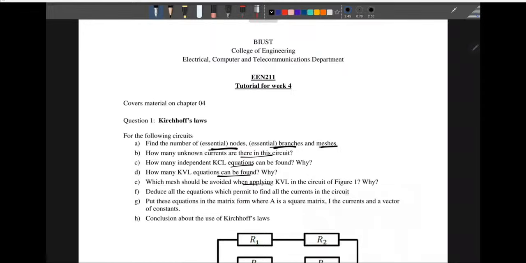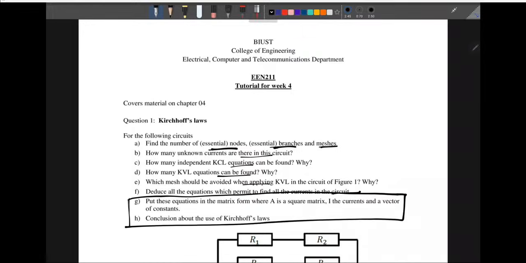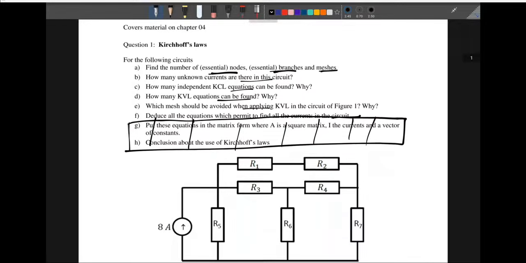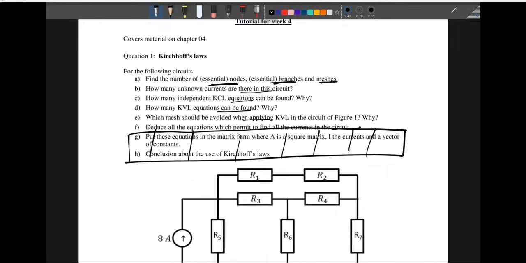If we ignore this one for matrix form, okay, we'll talk about it. But if you do 8, the first one, 8F, should be quick. You should do it in no time. So let's talk about it. First of all, they're saying find the number of essential nodes.